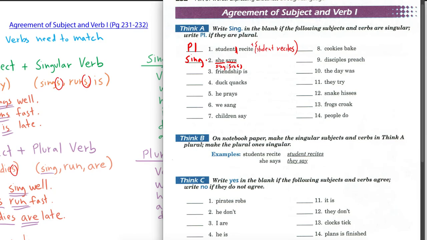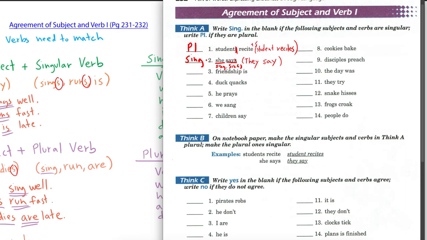So this one, she says. To make "she" plural, what's the plural form of she? Well, there's no plural form for a group of women. You just say the word "they," right? For both groups of boys and girls, you just say "they." And for "says," to make that plural, you just take away the s. Okay, "say." So "they say."